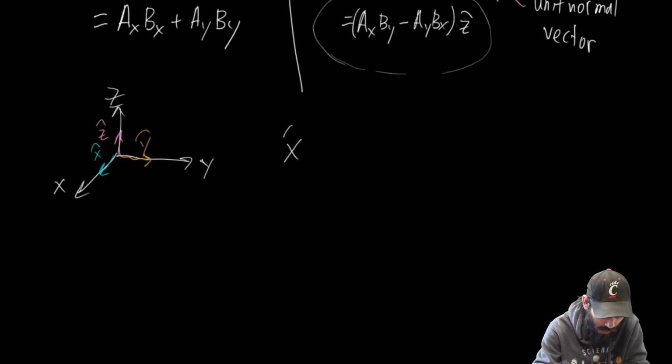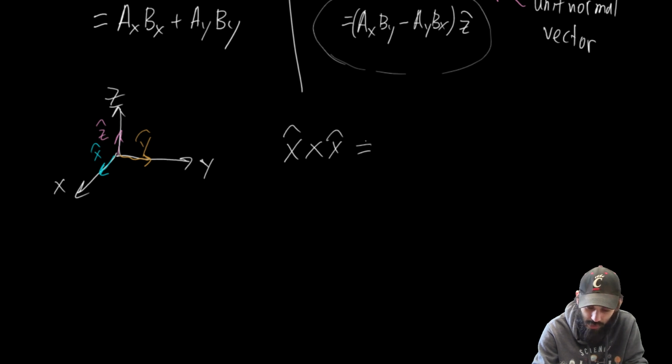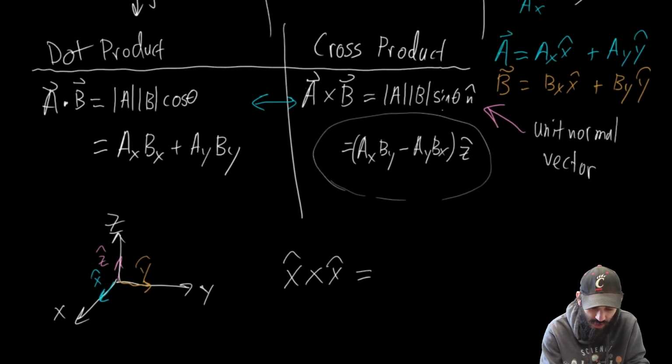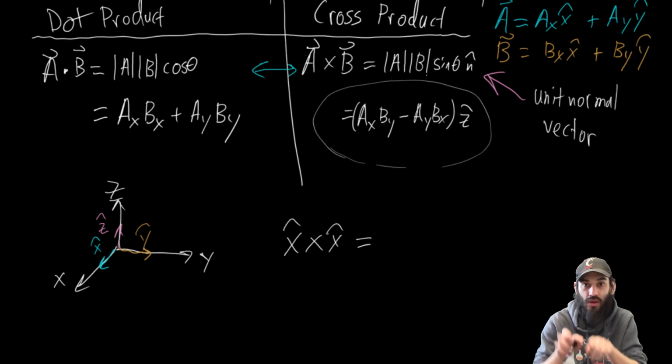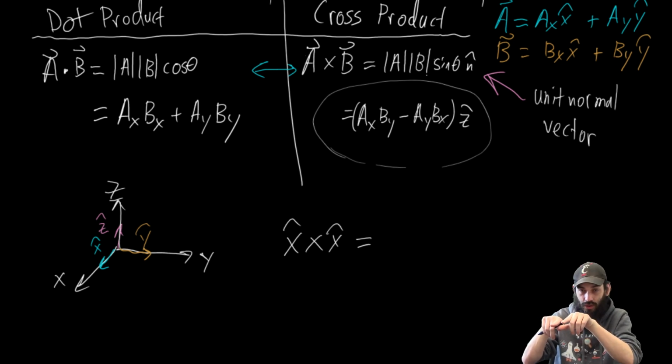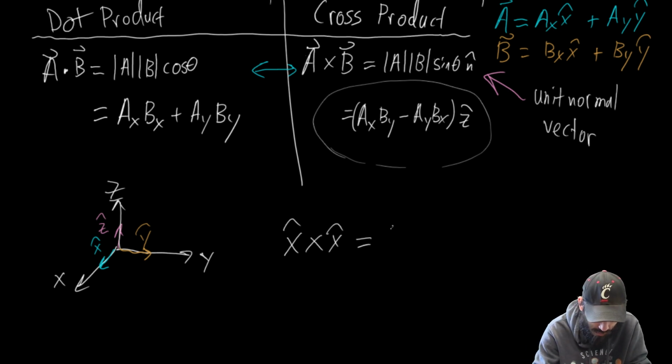So what would x hat cross x hat be? Well, we can look at our definition that we have on the first line here, and the magnitude of the 2 unit vectors is 1, right? Unit vector means that it just carries direction. It doesn't carry length with it. It has a length of 1. So these 2 magnitudes here are going to be 1 times the sine of the angle between them. Well, I have 2 vectors pointing in the same direction. The angle between them is going to be 0. And so this one is going to be 0.